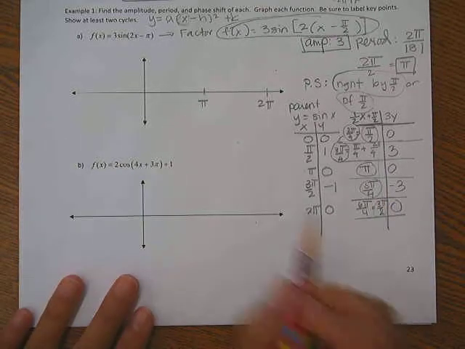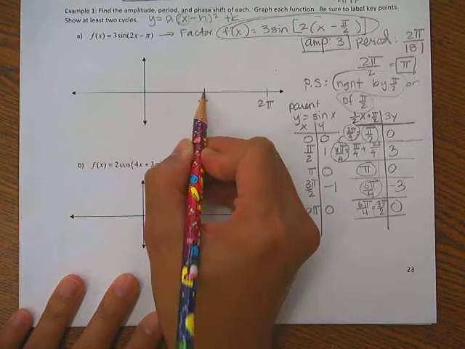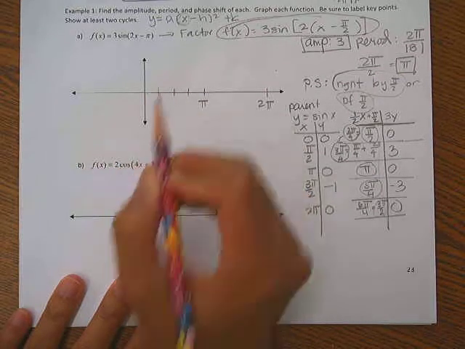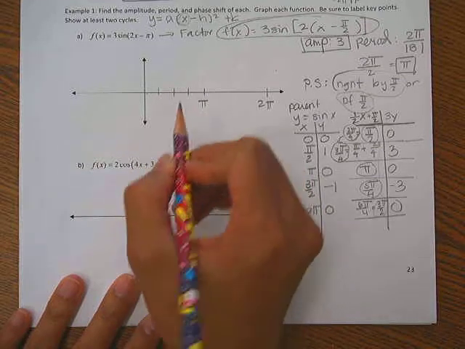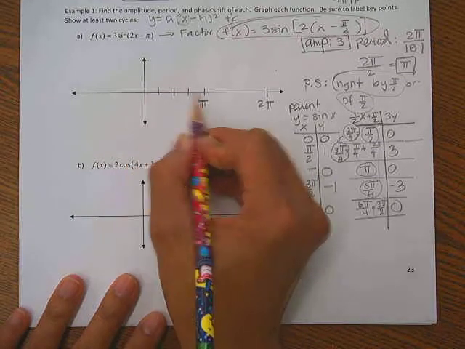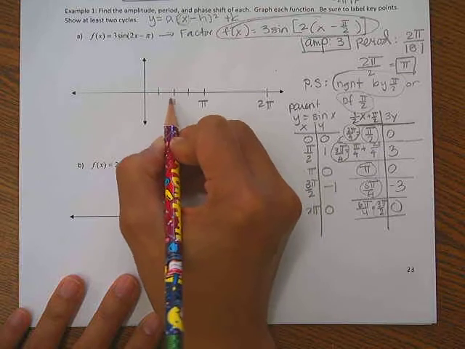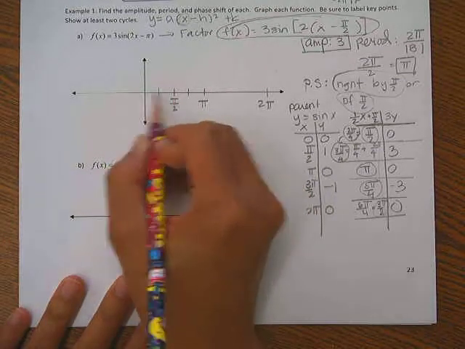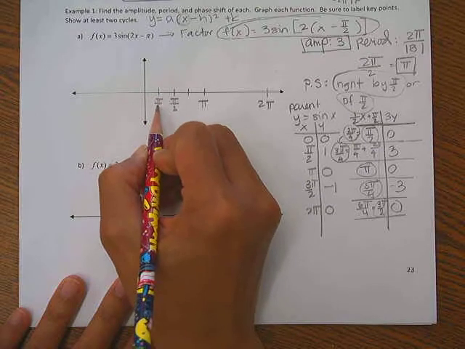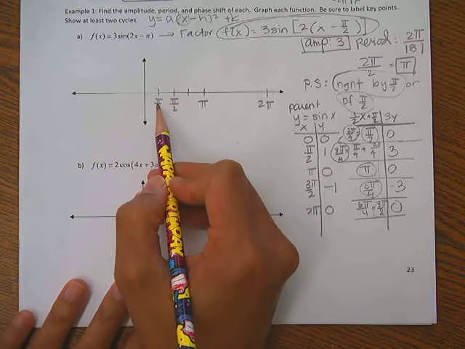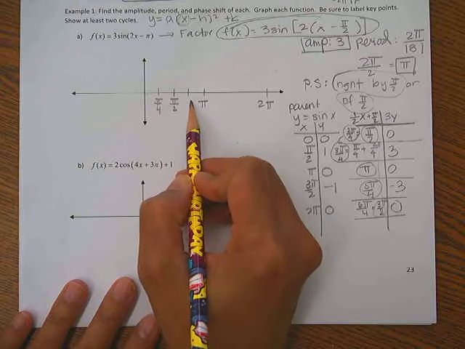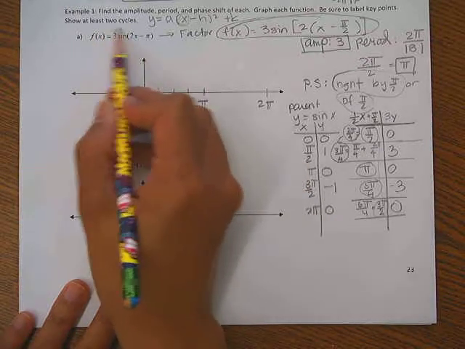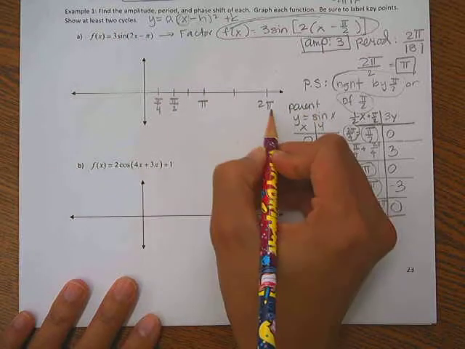Here we go. Every period needs 4 equal intervals. Let's label the tick marks. From here to here is pi, so right smack center is pi over 2. And from here to here is pi over 2, so right smack center is pi over 4. So this is 1 pi over 4, 2 pi over 4, 3 pi over 4, 4 pi over 4. Because I need to show 2 full cycles, that's why I have a 2 pi label here.